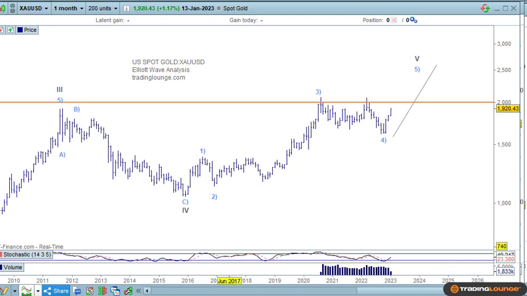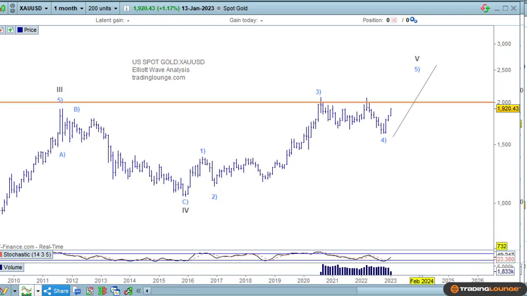Okay, over to the metals. We'll look at US spot gold, silver, and then we'll look at copper and nickel. And for uranium and lithium, I prefer to go to the stocks for that, or even ETFs, and then oil and gas.